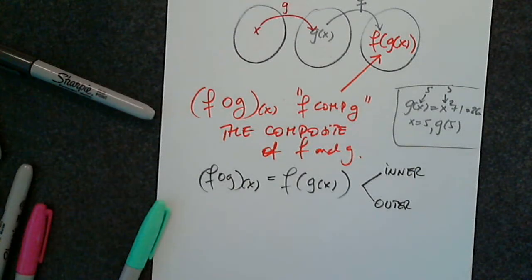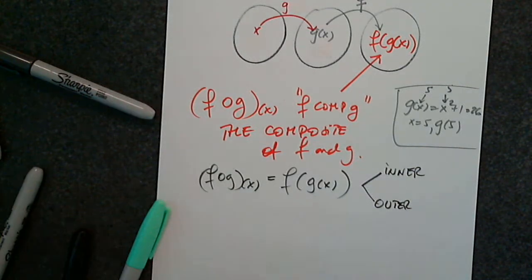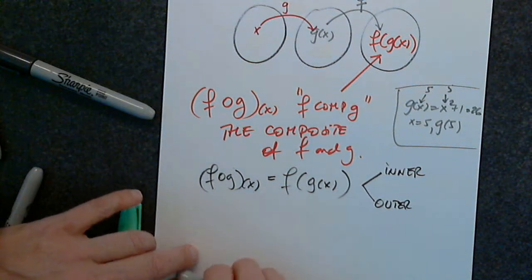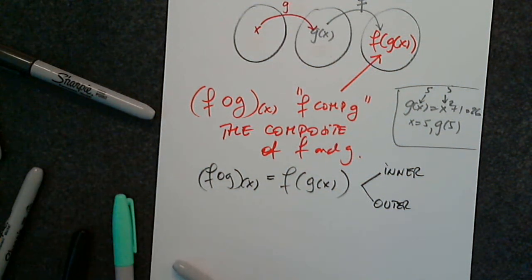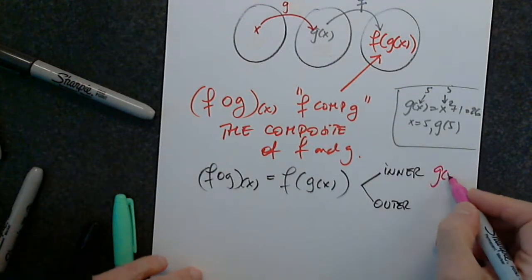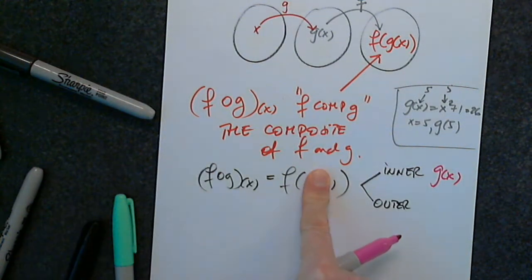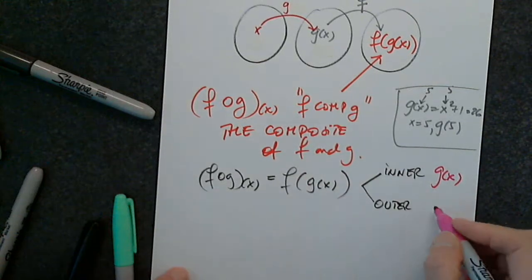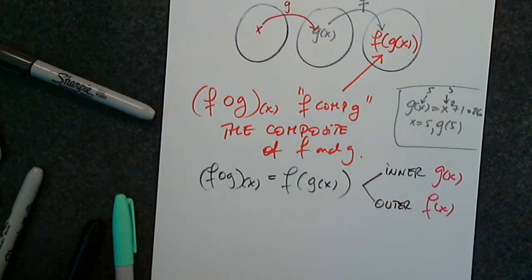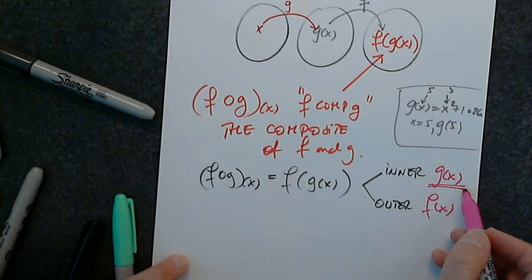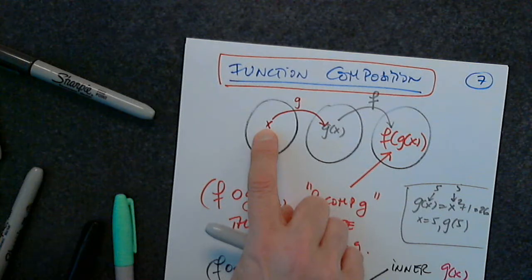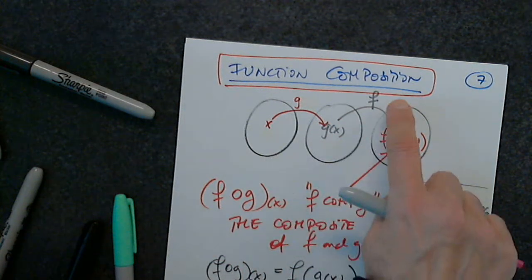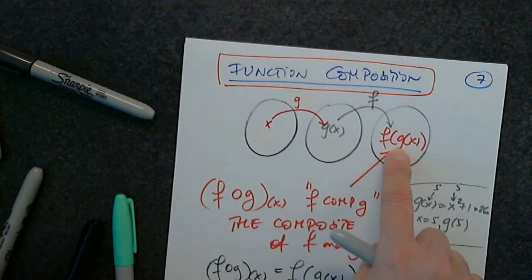So f of g of x. We always start from the inner to the outer. So what is the inner function? Indeed, awesome. And what is the outer function? Indeed. Inner by meaning we will apply it first, and that's what we did. We applied g first to x, and then to this number we applied f to get this.